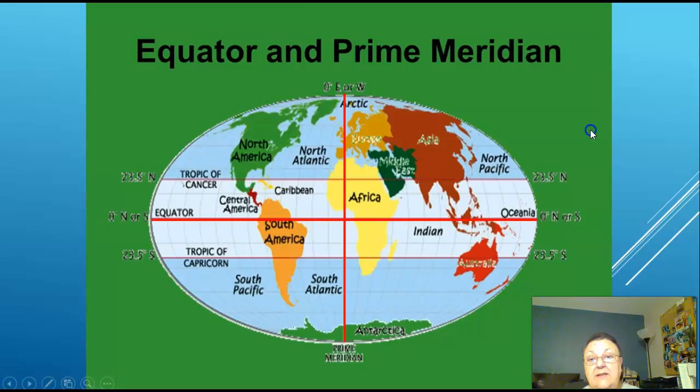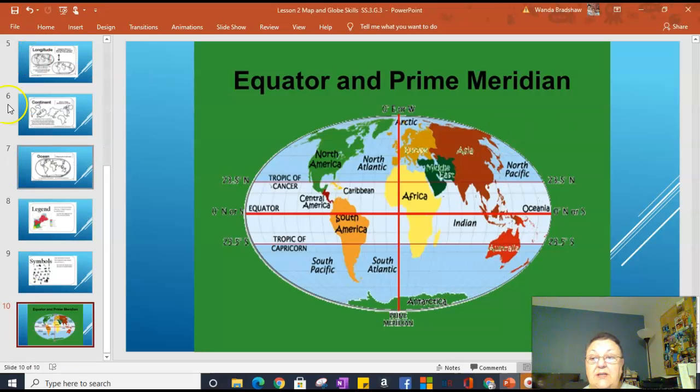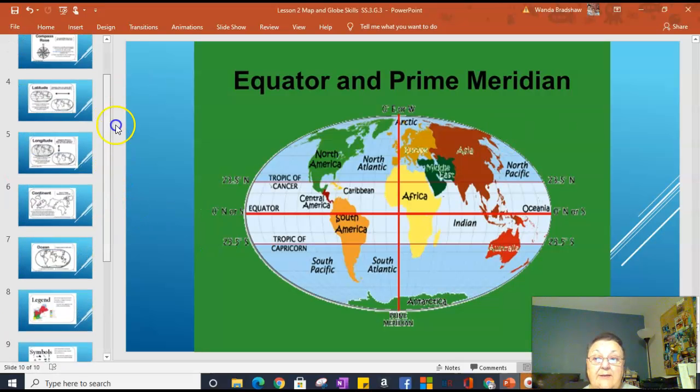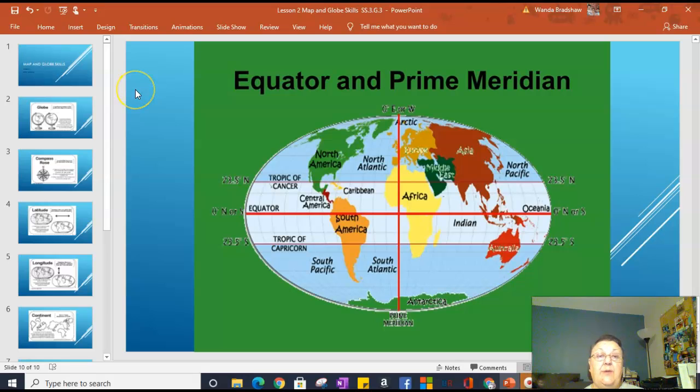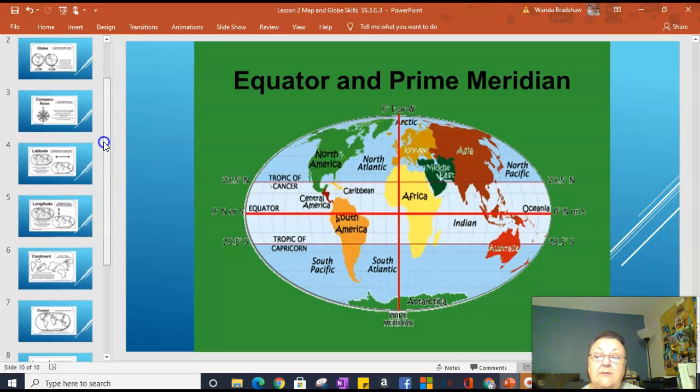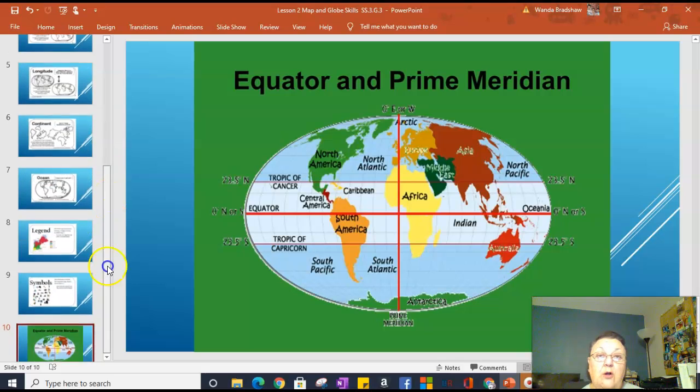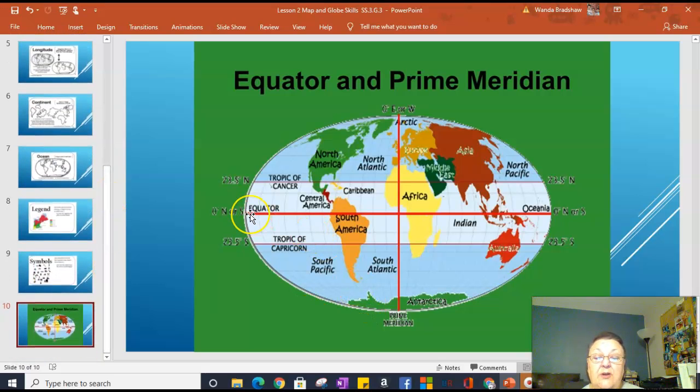And basically, these are your map skills that you need to know for third grade, and it teaches you how to read a map. So we'll have a quiz over this on Friday. Basically, the quiz is simple, easy. All you need to do is know what each one of these things are called. You need to locate. I'm going to give you a map. You're going to need to tell me where the equator is, where the prime meridian is.